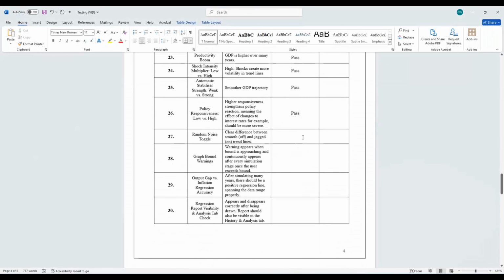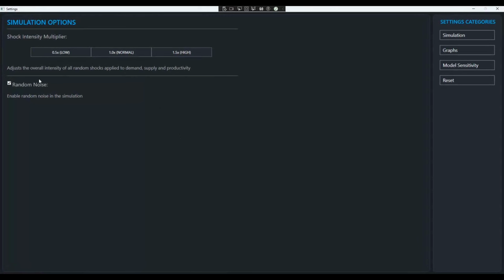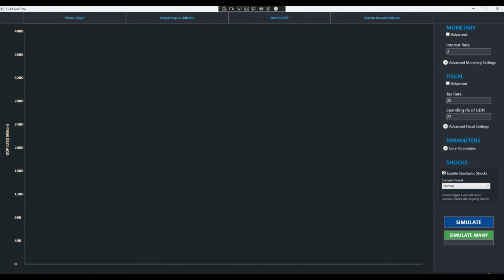Moving on to test 27, a random noise toggle. So when we toggle the random noise checkbox on, we should see jagged trend lines, less consistency, more variation between gradients within the trend lines, and when we toggle it off, we should see smoother, more consistent trend lines. So first of all, we'll test it with it on, so just to confirm it's on, random noise checked on, simulating 10 years.